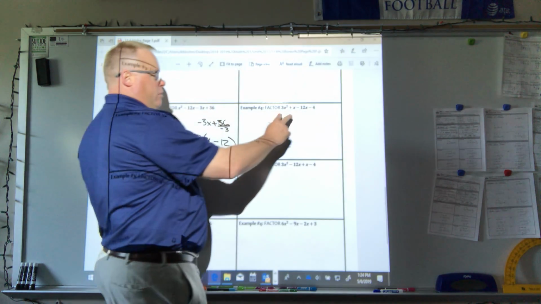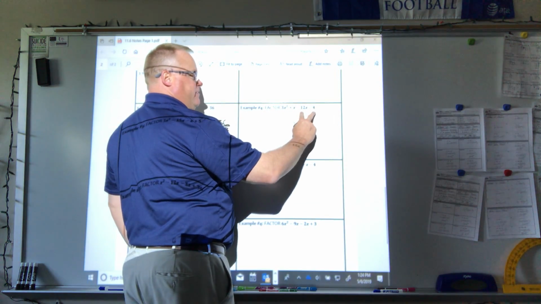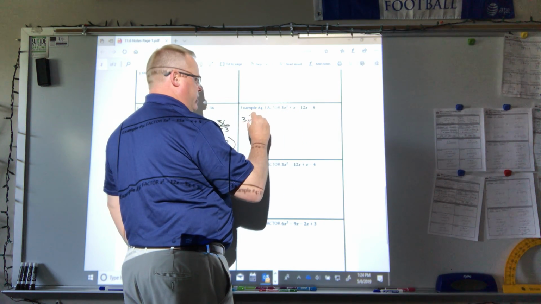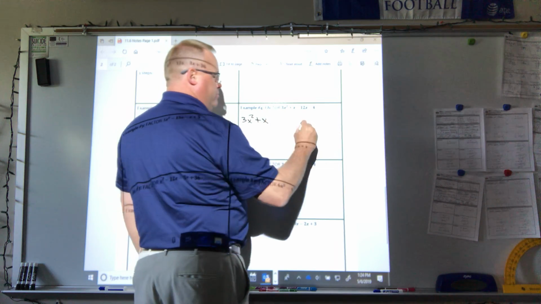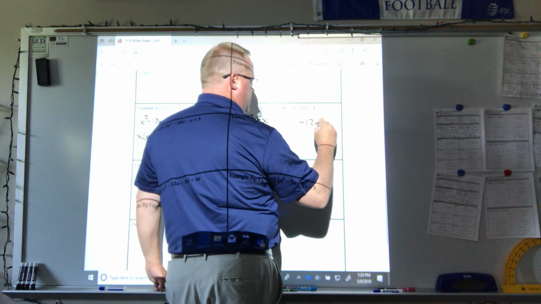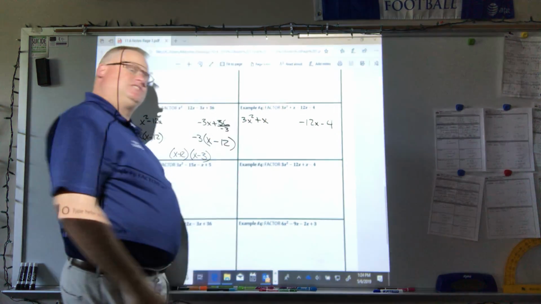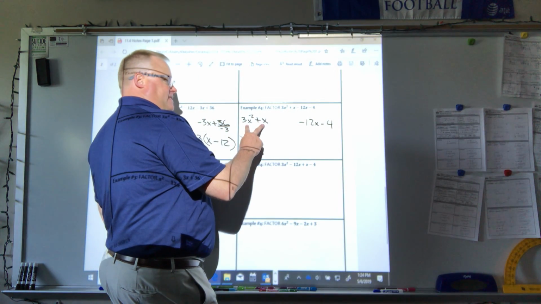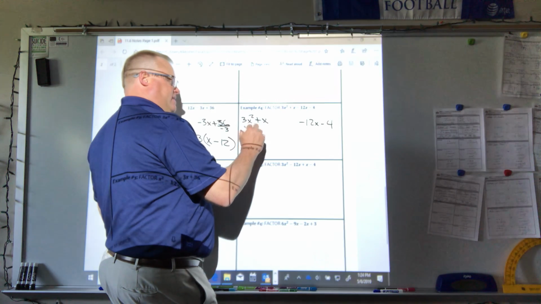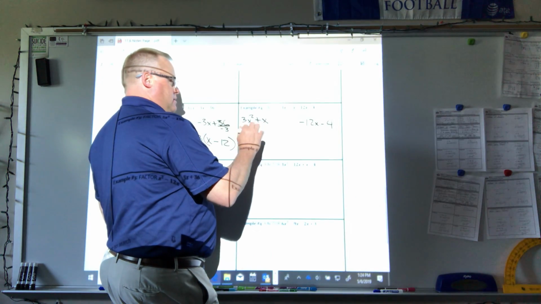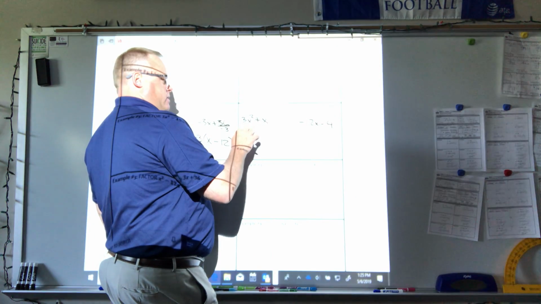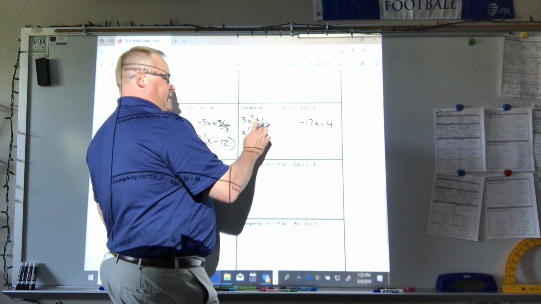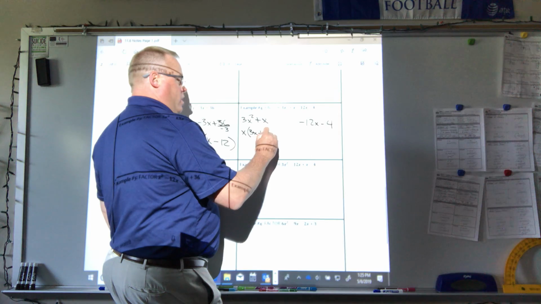Here we go, number 4. 3x squared plus x minus 12x minus 4. Group the first two together: 3x squared plus x. Group the second pair together. Split them. Factor out the GCF here: 3x squared plus x is just an x. X out of 3x squared leaves me just 3x, and x out of x leaves me 1.